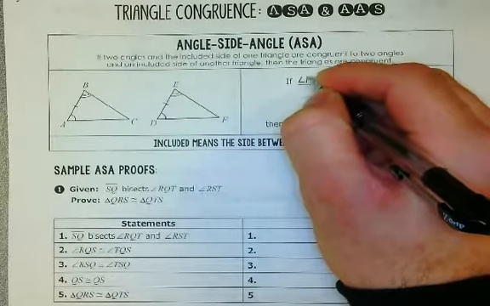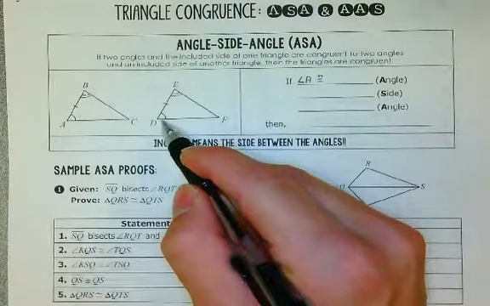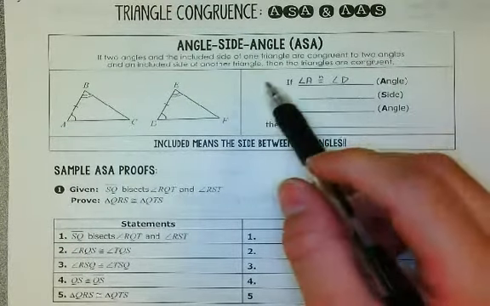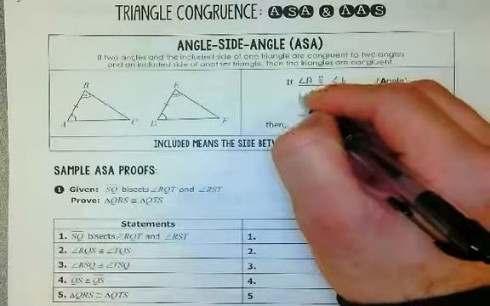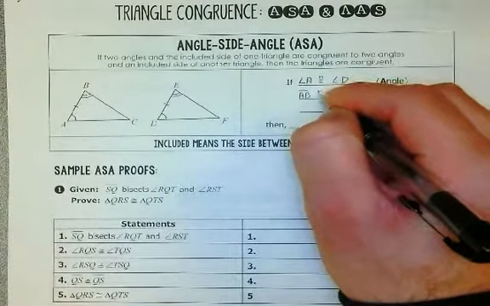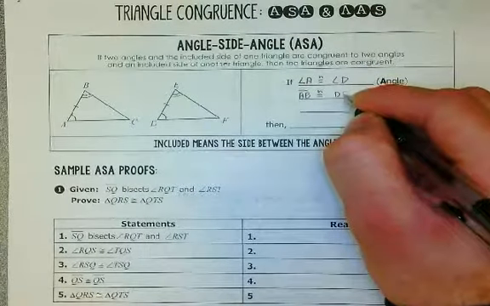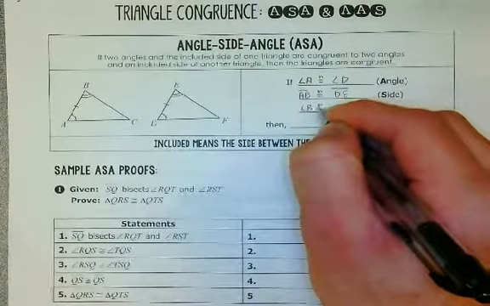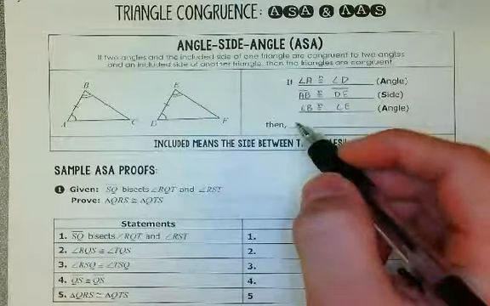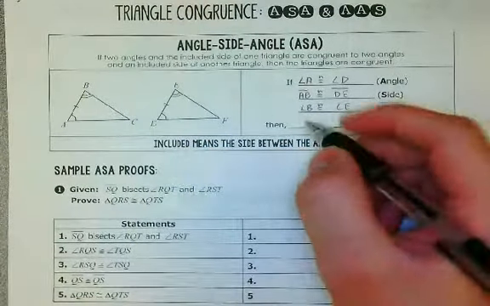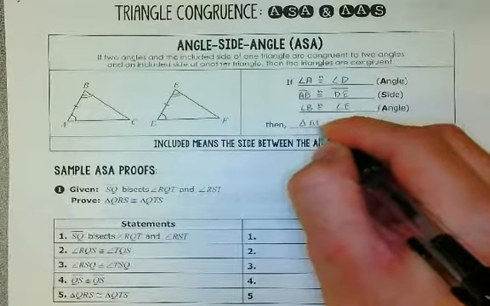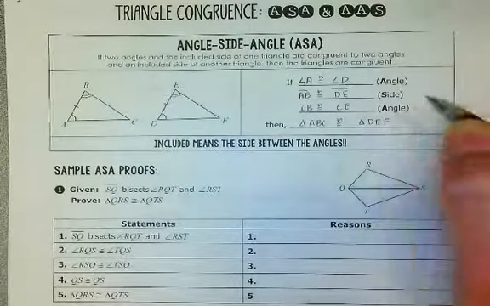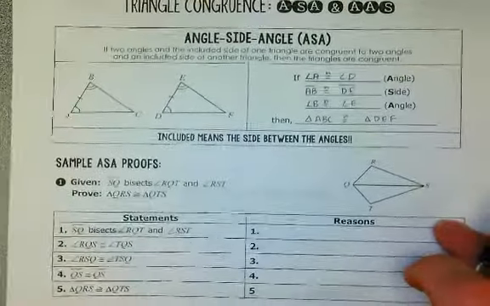If angle A is congruent to angle D, that's our first angle. If side AB is congruent to side DE, that's our side. So we have angle, side, last angle. If angle B is congruent to angle E, then we have a pair of congruent triangles. So triangle ABC is congruent to triangle DEF. Okay, so we went angle side angle.